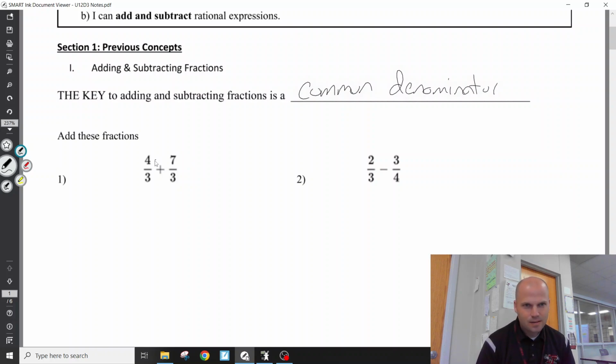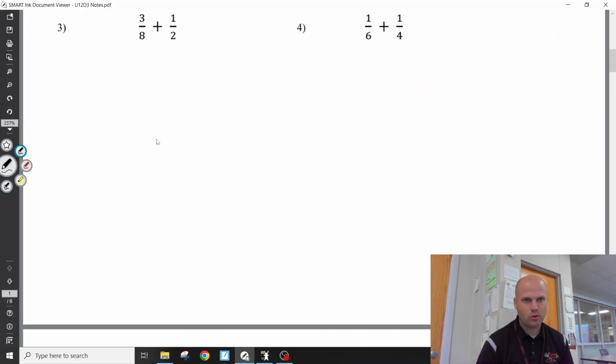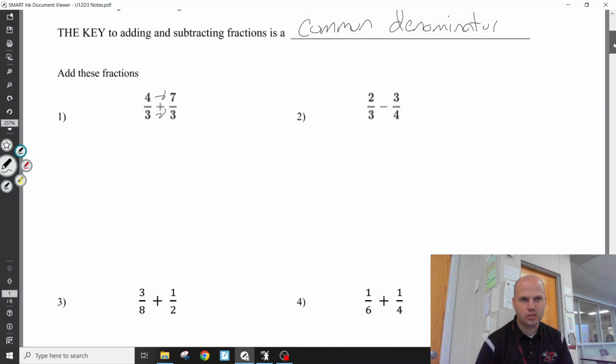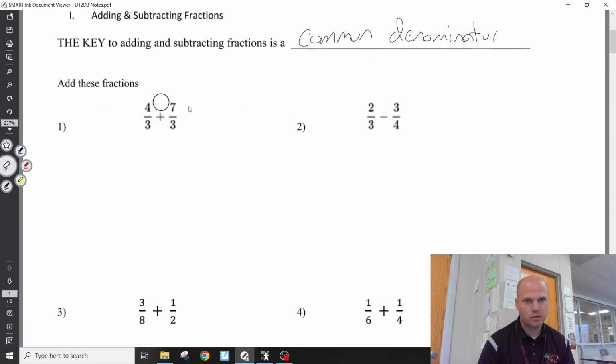We are not adding straight across like we would multiply. Just to show you, if I ask you what's 4/3 times 7/3, you multiply straight across, you get 28/9. You try to simplify, divide the top and bottom.